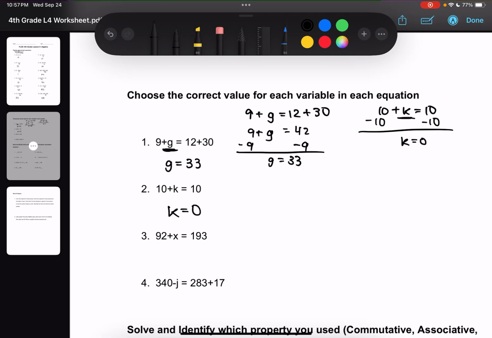Okay, number 3, 92 plus x equals 193. So same thing here. We have to isolate the x. So let's do 92 minus 92, same thing on this side. So x equals 101.